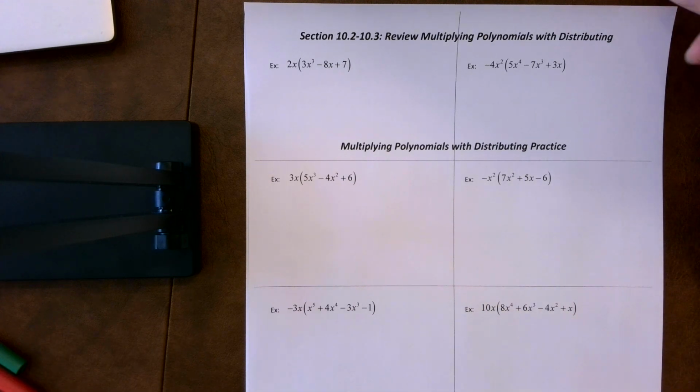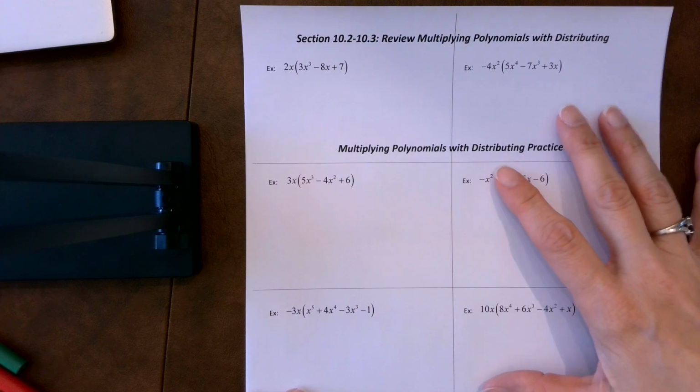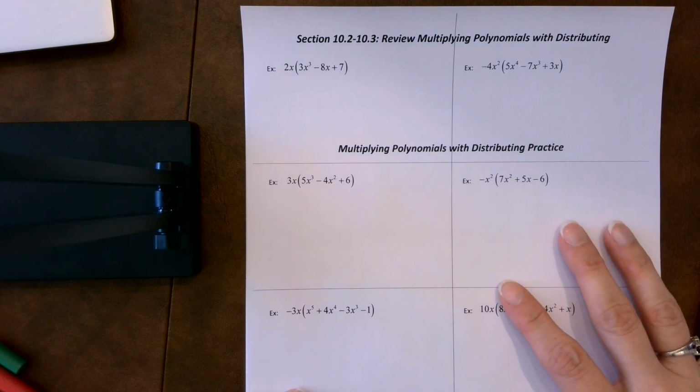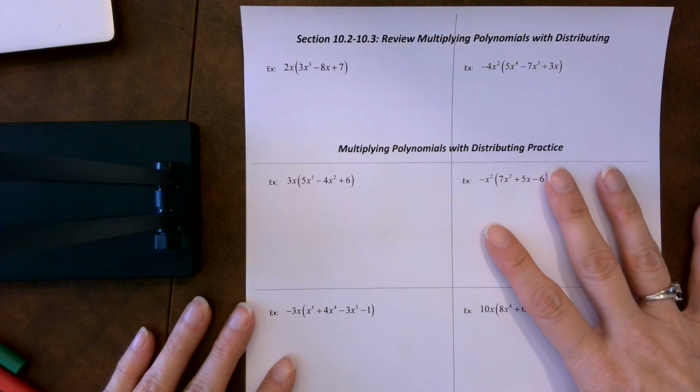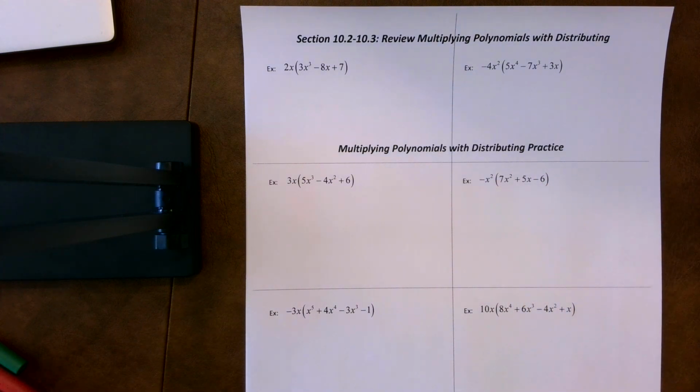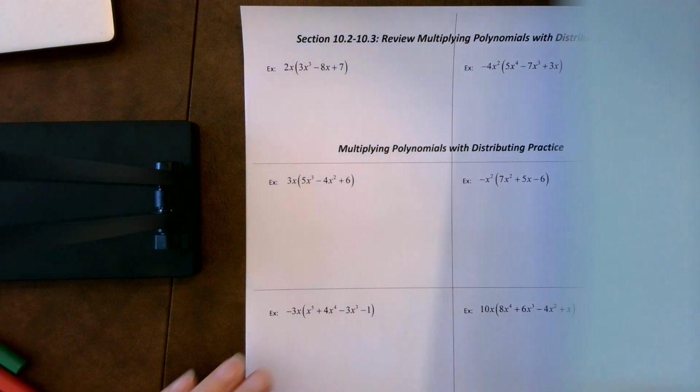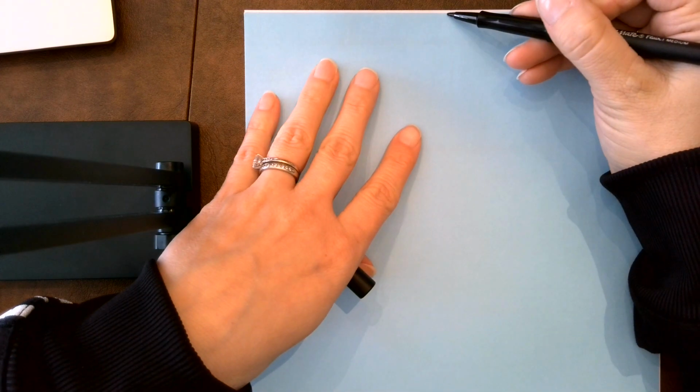Okay, so the first thing I need you to do is print out the worksheet, the PDF of the review with distributing. If you don't have a printer, we're going to make our own worksheet like this. So take your piece of paper, and we're going to draw a line right down the middle.